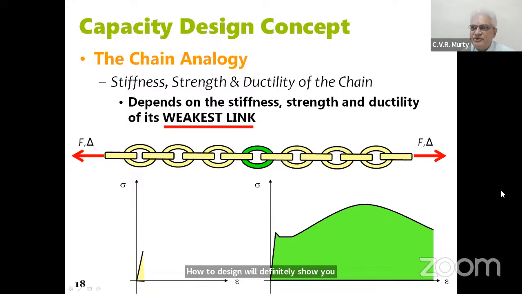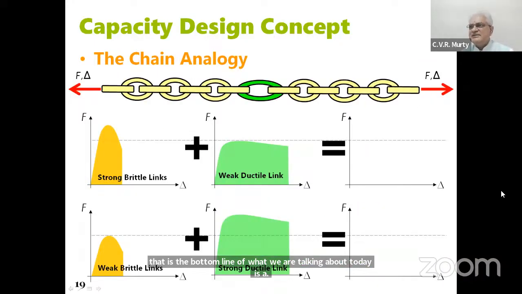But before I move forward, I must mention here that when you impose a displacement at the end of the chain, relative displacement at the end of the chain, what you will notice is that the chain will snap when the weakest link gives up. And that is the bottom line of what we are talking about today. The ductility of the chain is the ductility of the weakest link.